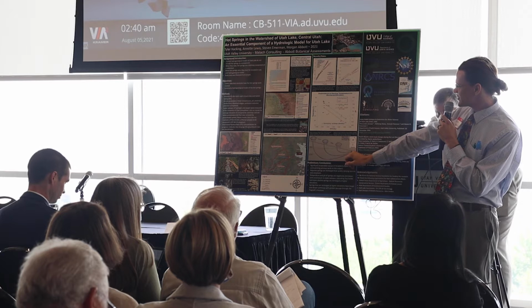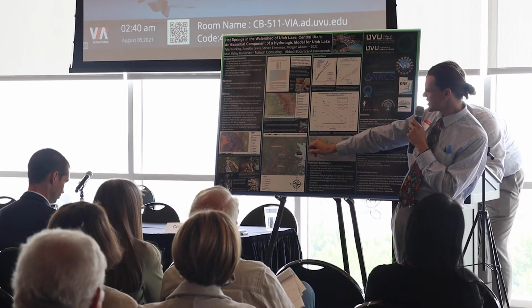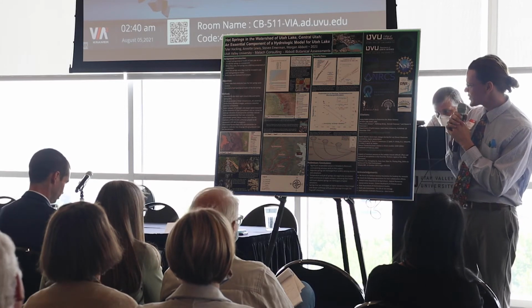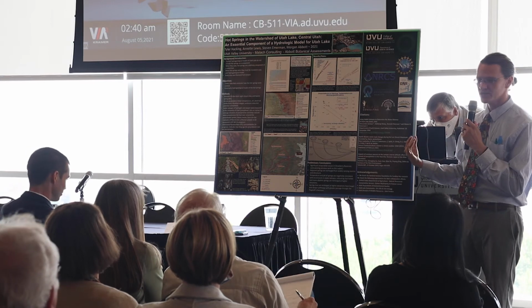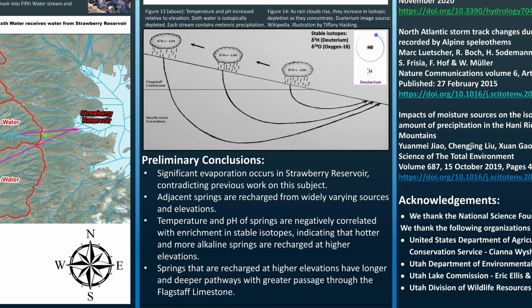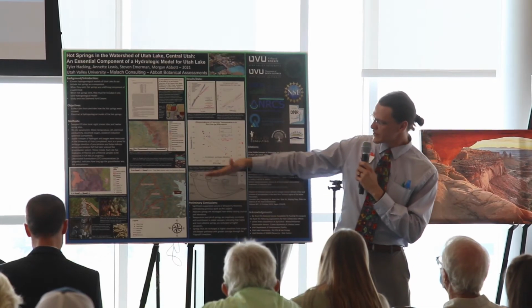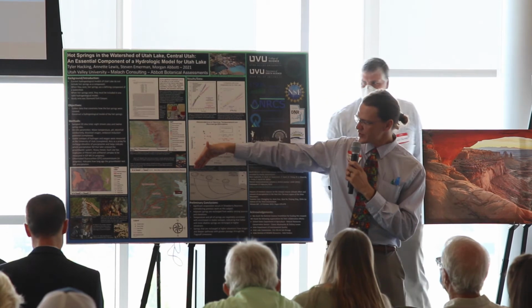My wonderful wife illustrated this picture because we were having a hard time finding an appropriate one online, but it shows the depletion of isotopes in clouds. As clouds rain, they drop out water. What drops out is heavier, and so the concentration in the cloud that's left is lighter. It's more depleted isotopically. So the higher the rain falls, the more isotopically depleted it is.